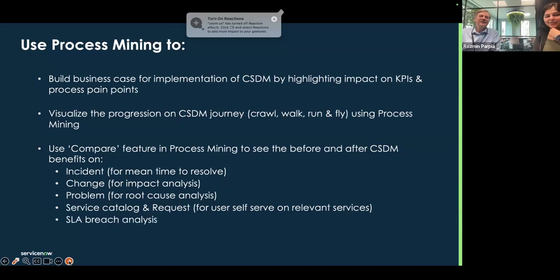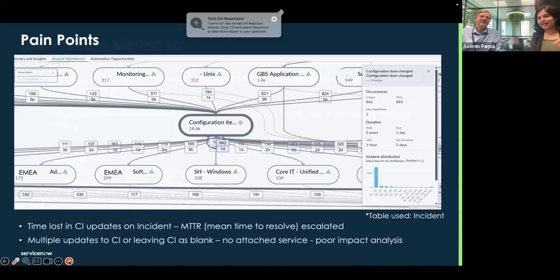I know you're quite excited about the product. So let's dive into what you and I have been doing for the last six months. This table here is the incident table, and every screenshot has the name of the table I've used.